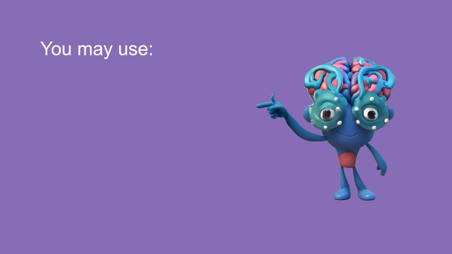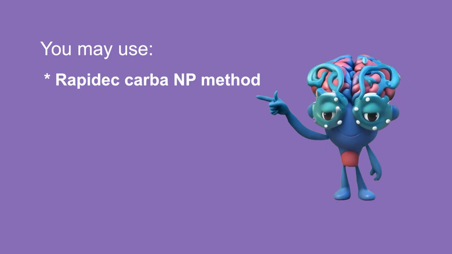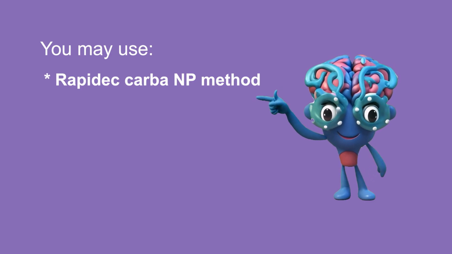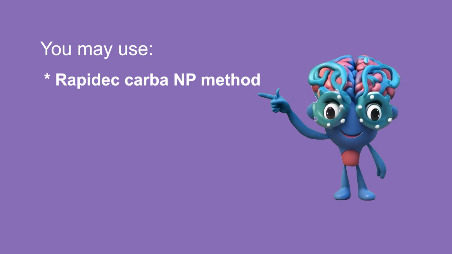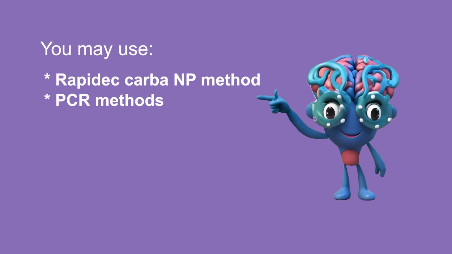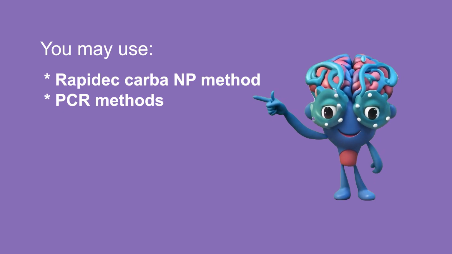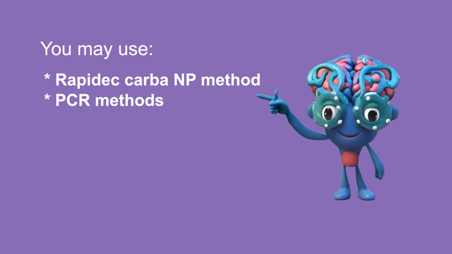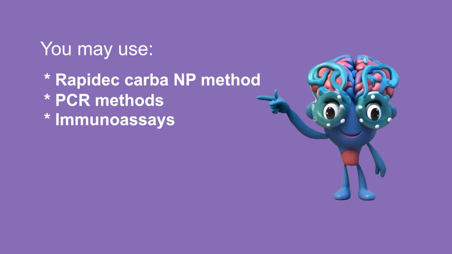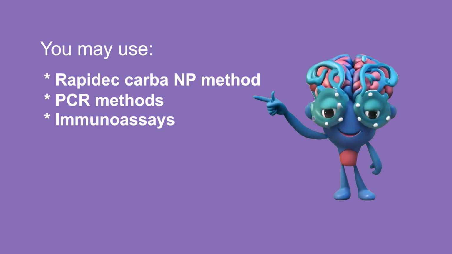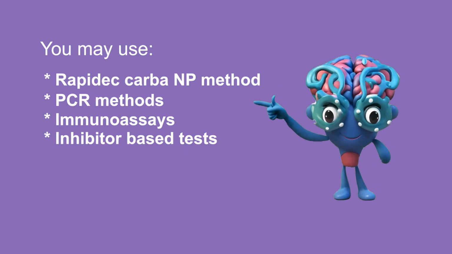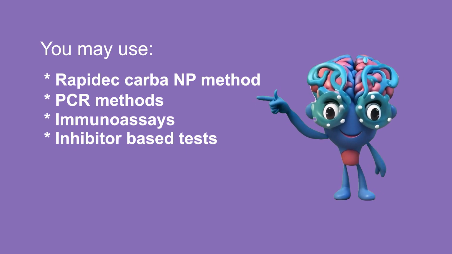You may use several options like the rapid Carba NP method, which can be used to demonstrate that carbapenem resistance is mediated by a real carbapenemase enzyme. But you need to use additional testing. For example, PCR methods to identify the specific enzyme like NDM, KPC, VIM, IMPs, or OXA-48s. Immunoassays may also work and be cheaper, but they are limited to the number of variants included in the test. Inhibitor-based tests are other alternatives. However, sometimes they are difficult to interpret.